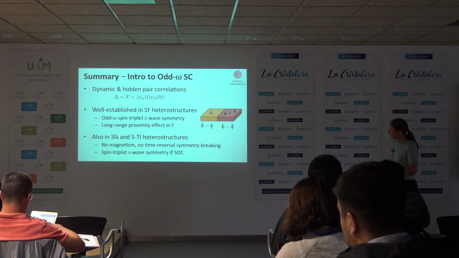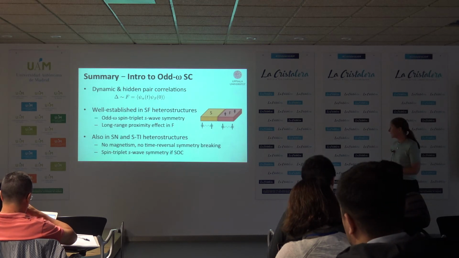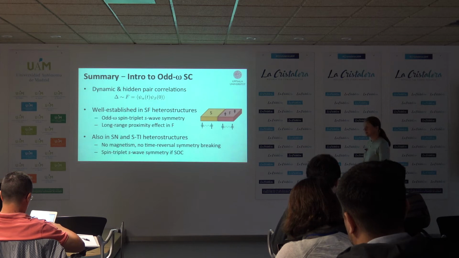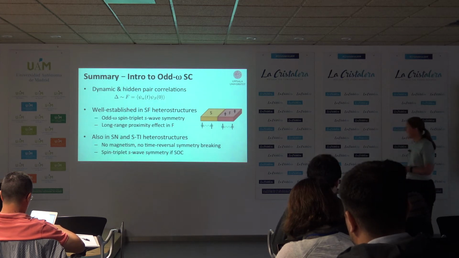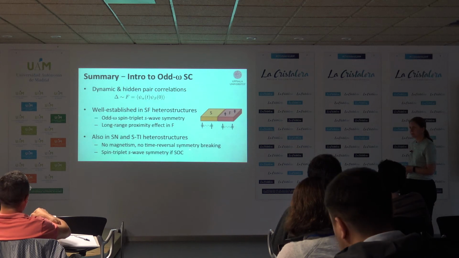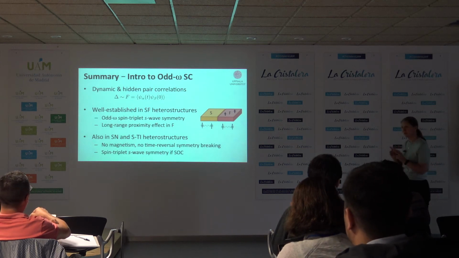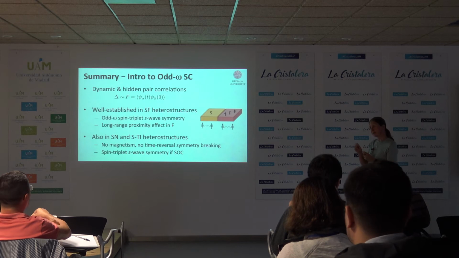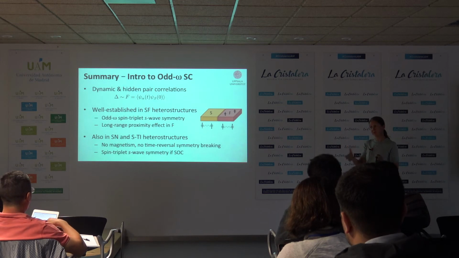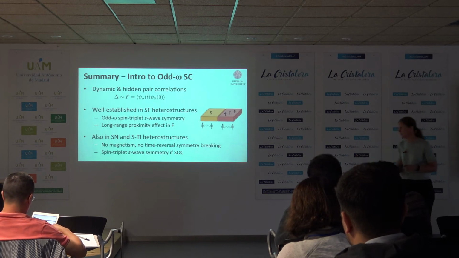But it will also happen in junctions where you don't have any magnetism and you don't have any time reversal symmetry breaking. If you have spin-orbit coupling, you can get spin triplet S-wave symmetry as well. Note here that these are odd frequency states and there's no time reversal symmetry breaking, so these are two different concepts. Being odd in frequency means you're odd in relative time, and that's not the same as being odd under absolute time. So odd frequency states do not need to break time reversal symmetry.